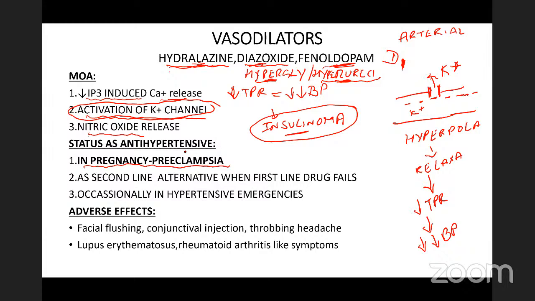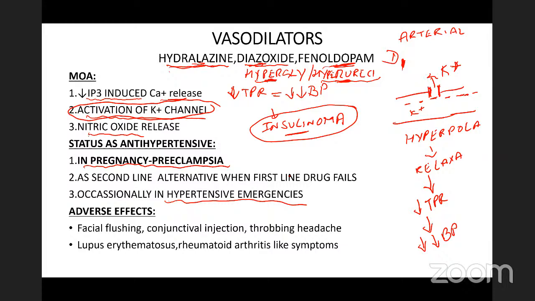Mainly these drugs are used whenever the first line drugs fail to decrease the BP to target levels. It is used as an added drug along with the other groups. So when the first line drugs fail to reduce the BP to target levels, these vasodilators are added. Other uses: it can be used in treatment of hypertensive emergency, basically hydralazine. So these are the vasodilators I told.